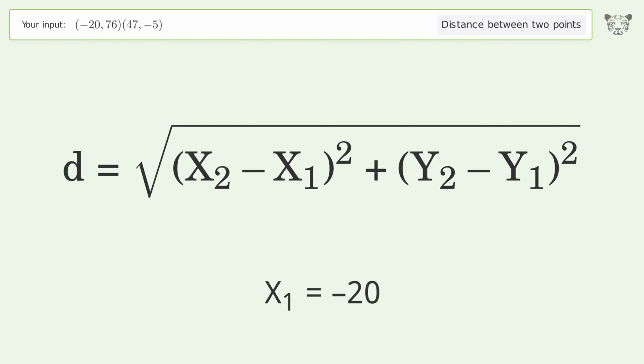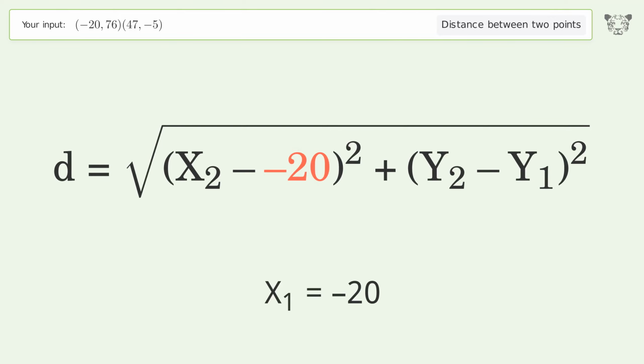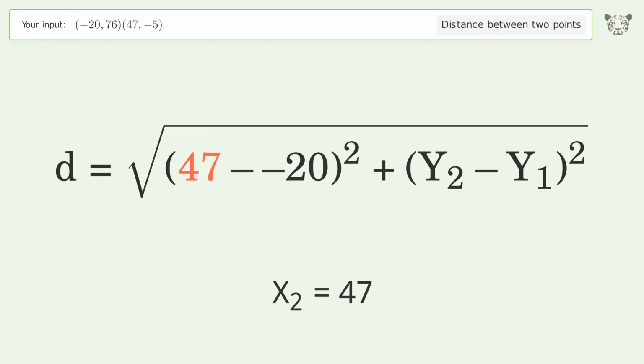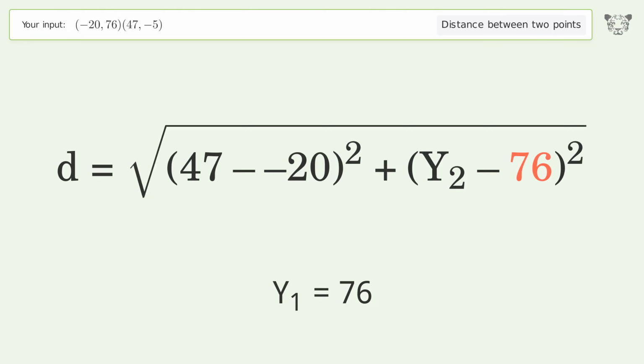x1 equals -20. x2 equals 47. y1 equals 76. y2 equals -5.